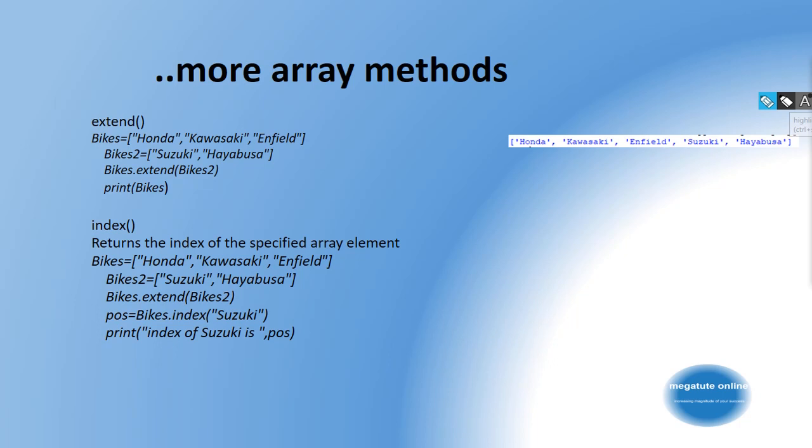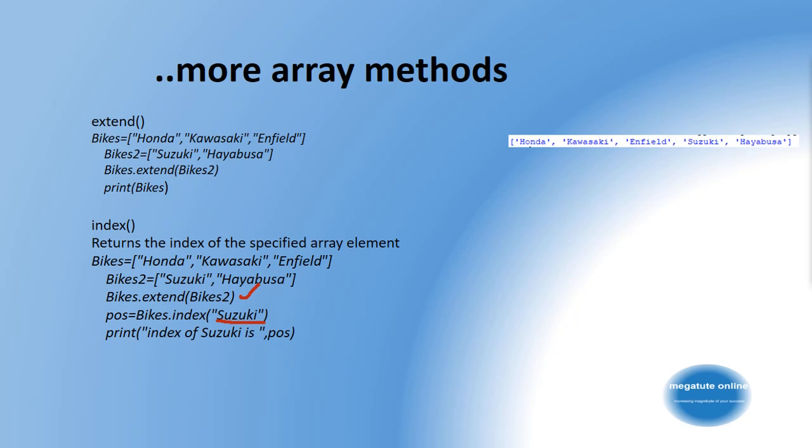Next is the index. Now as the name says, it's going to return to you the position of the particular element in that array. Suppose we have similarly one array bikes with 3 bike names, another array bikes2 with 2 bike names, as we did in the previous example, and then we have extended, meaning we have joined both of them. Now I want to see what is the position of the element Suzuki in that combined list. So that means bikes.index Suzuki.